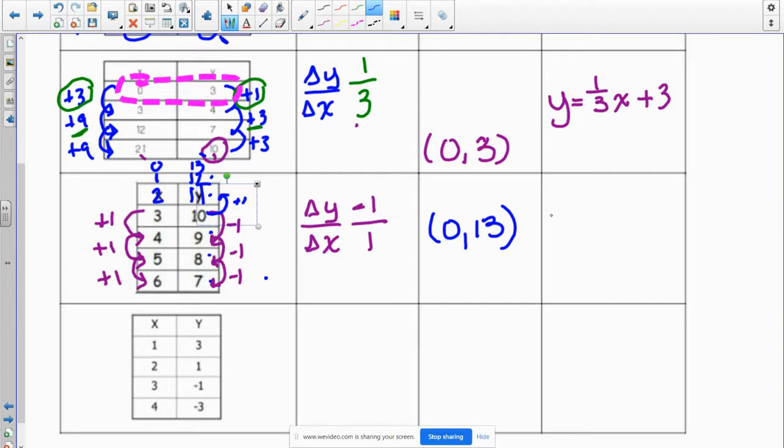So equation time, y equals, you can write -1 over 1, or if you want to simplify that, of course, that's just -1, your variable x. And this time my y-intercept when x is 0, y is 13. So it's a positive 13. And the last problem.